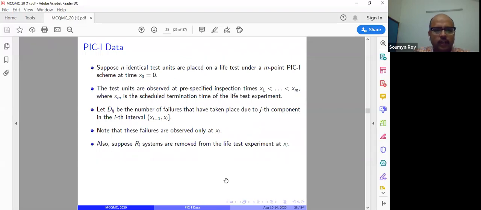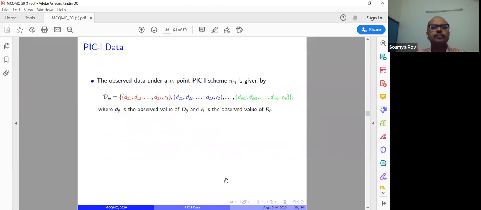So let me quickly get into the PIC1 data. Suppose n items are placed on an m-point PIC1 scheme at x_0 equals 0. Furthermore, let us assume that the inspection points are x1, x2, up to xm. In computing with this data, what you observe is D_ij. What is D_ij? D_ij is the number of failures that have taken place due to the jth component in the ith interval. And of course, at each inspection point x_i, we remove R_i systems.